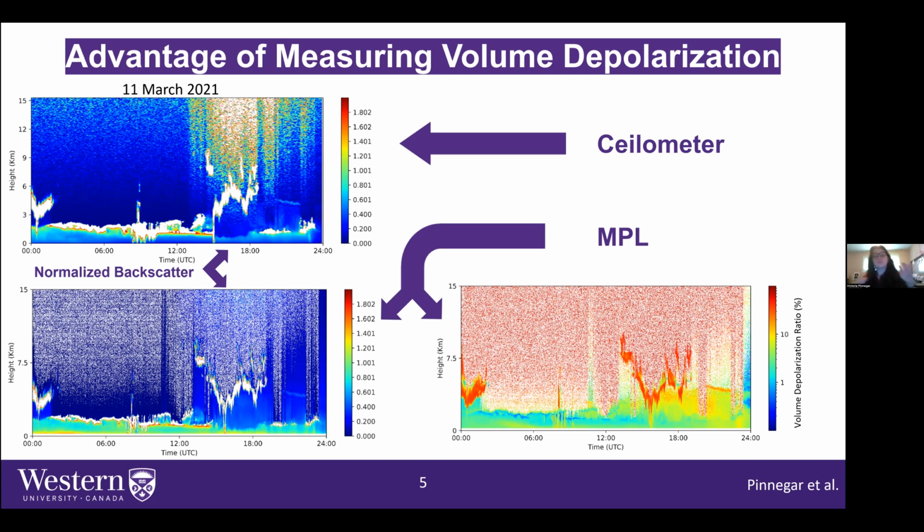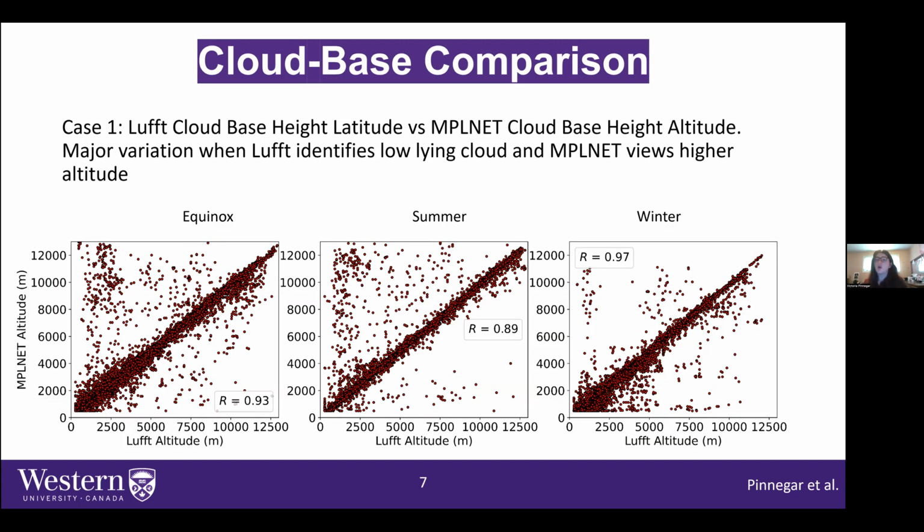Because we wanted to view the possibility of issues between these instruments, we used the MPLNet product for the cloud-base height and the Lufft product for the cloud-base height, and we just did a simple regression. Because we want to use these for climatological surveys, we wanted to know whether these instruments represented a congruent measurement, so we don't lose or misidentify cloud layers as aerosols or misidentify aerosols as cloud layers.